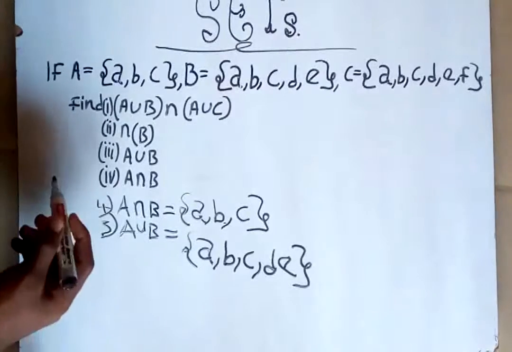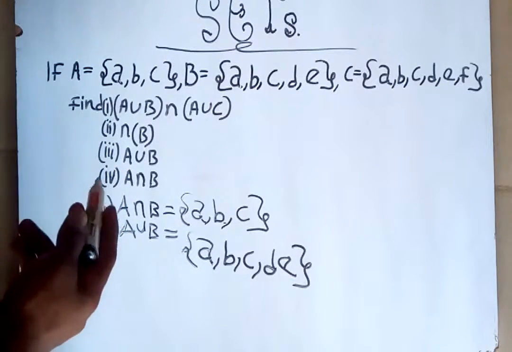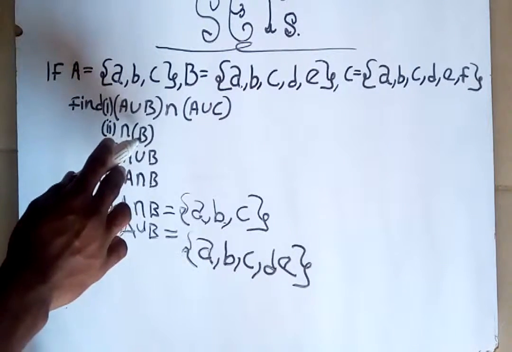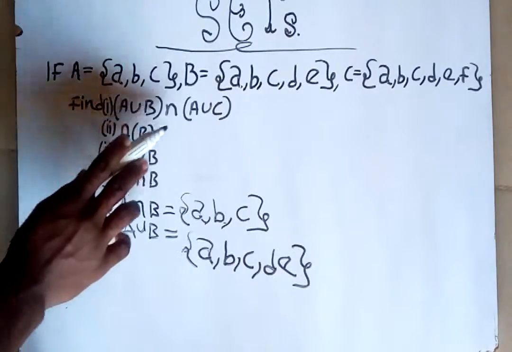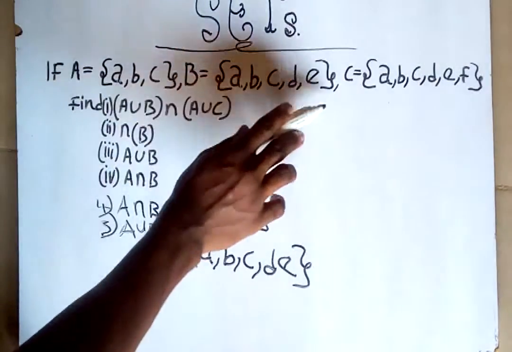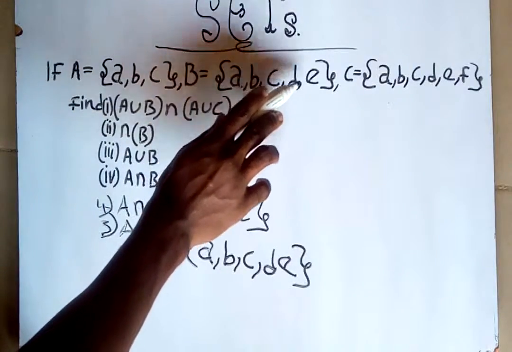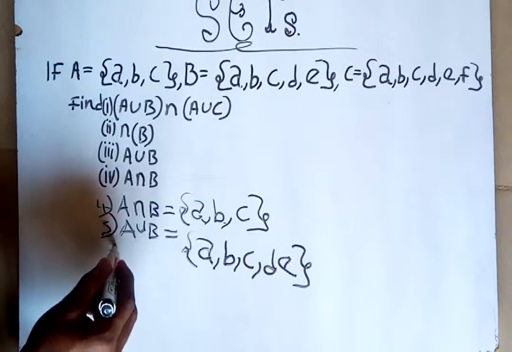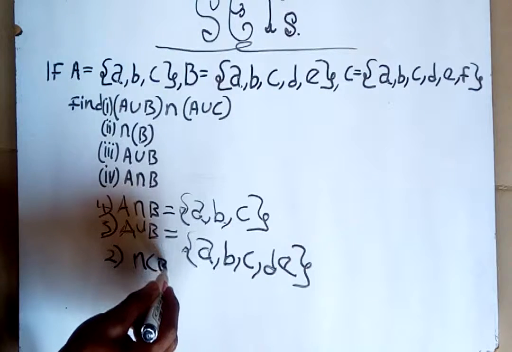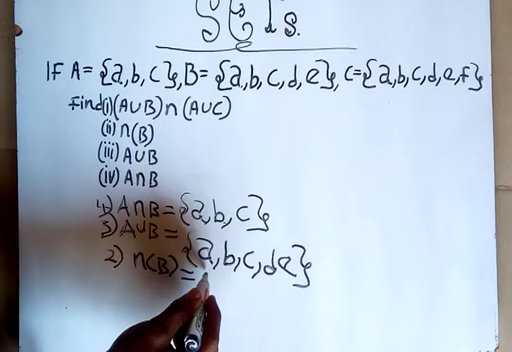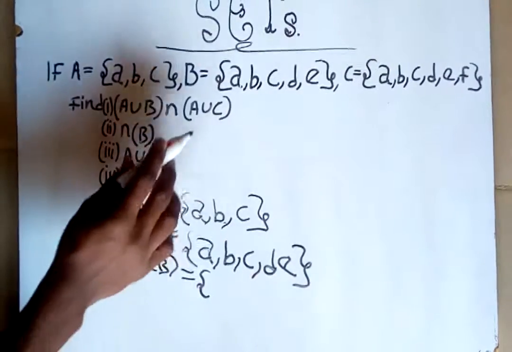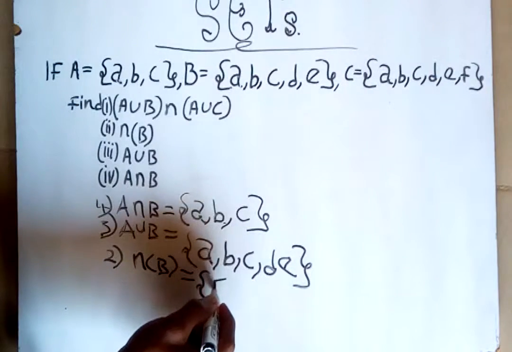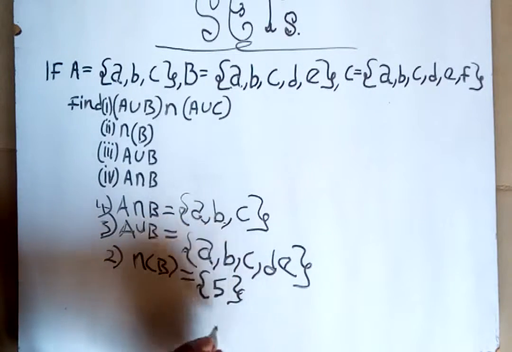So we've been asked the number of values in B. I mean the number of elements in B. We're going to count 1, 2, 3, 4, 5. So there are 5 elements in B. So number 2, the number of elements in B would be equal to, we draw our bracket, then 1, 2, 3, 4, 5. So we have 5 elements in B.